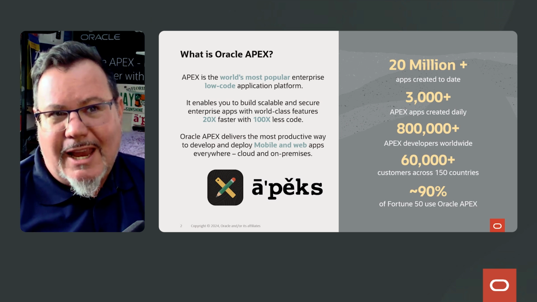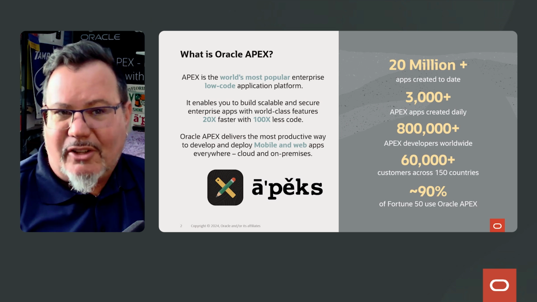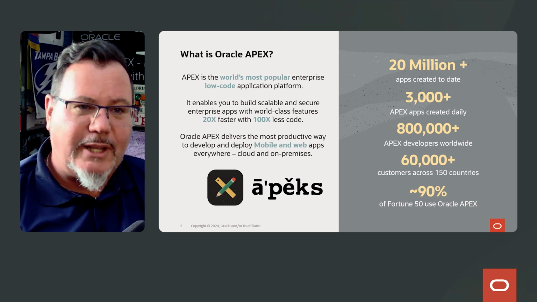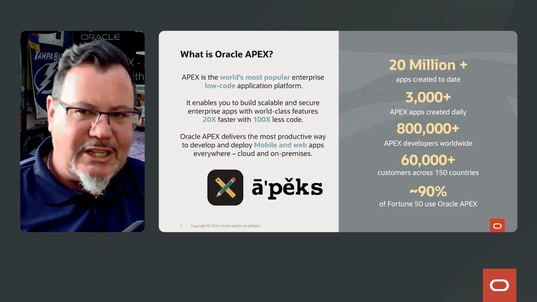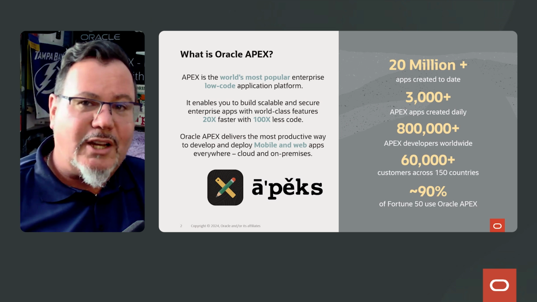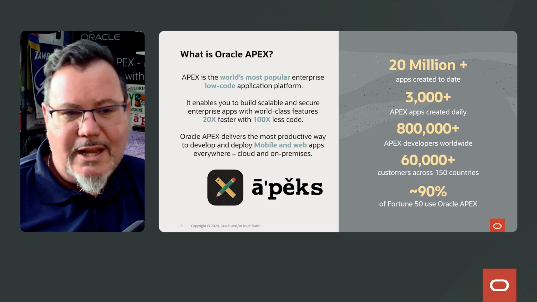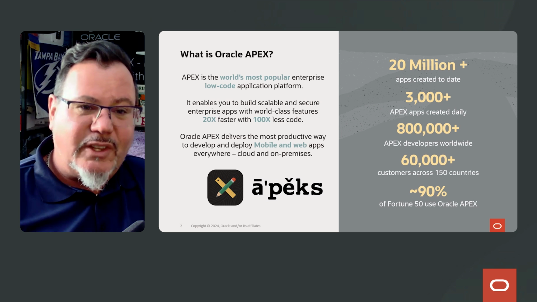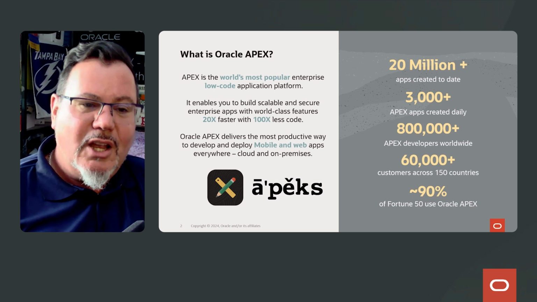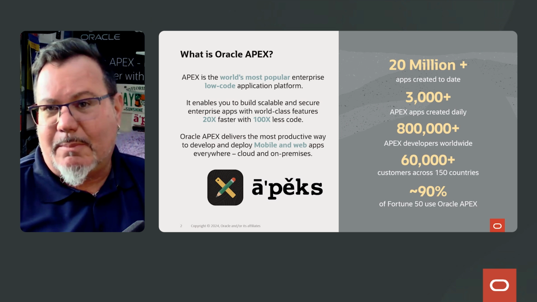This platform has been used to build over 20 million apps created to date. Over 3,000 apps are created every day using Oracle Apex, regardless of where it may be that we know of. It could be on premises, in cloud, or on apex.oracle.com, in fact. We know of about 800,000 Apex developers worldwide, about 60,000 customers across 150 countries, and all of this represents about 90% of Fortune 50 customers and companies that use Oracle Apex as well.